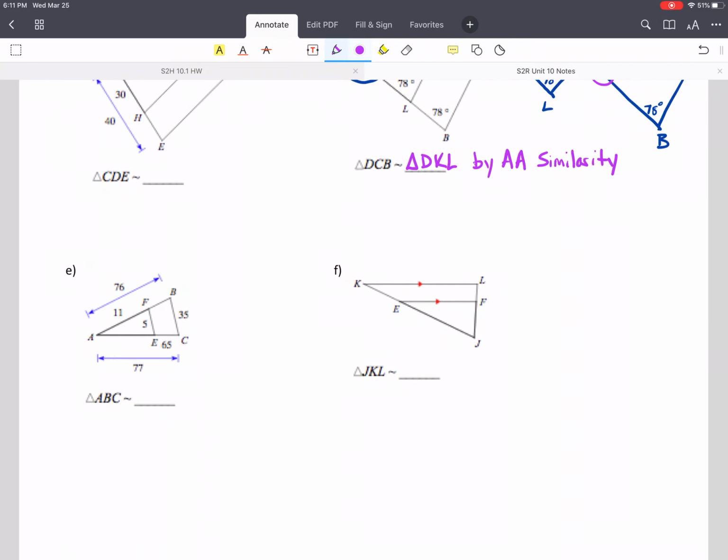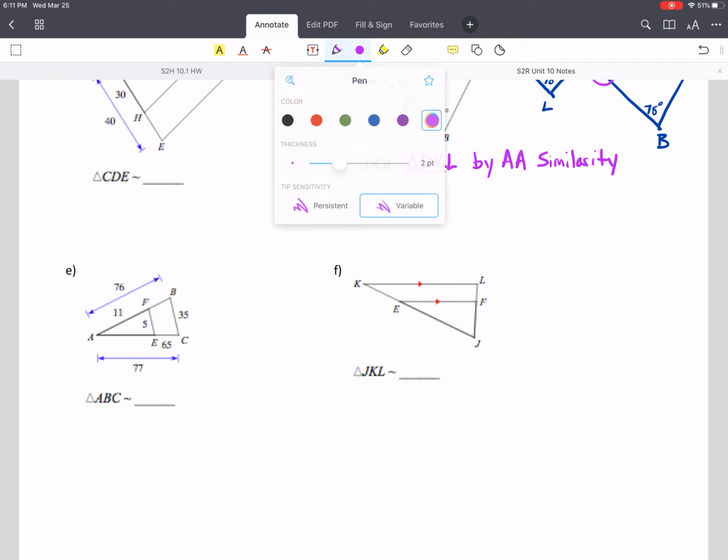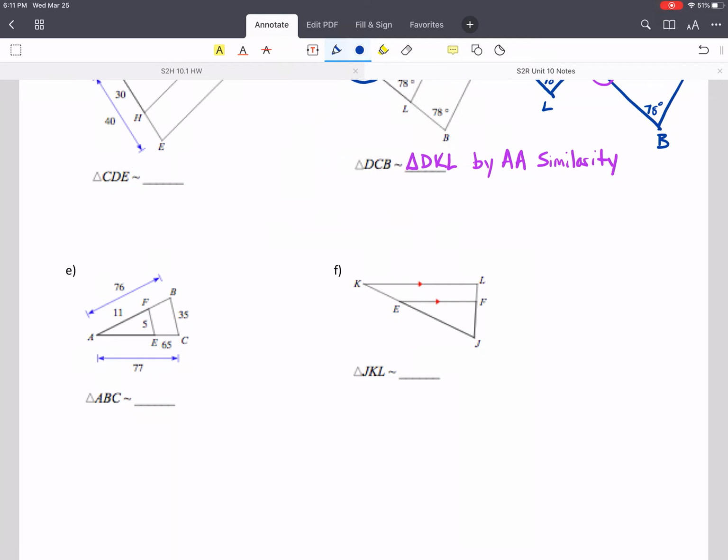Yep, okay, part F, I see parallel lines. So it tells me a lot that we're going to be using, something like alternate interior angles, if that's possible. Or maybe we have corresponding angles. That's when you have angles that are in the same spot between the two sets of parallel lines.